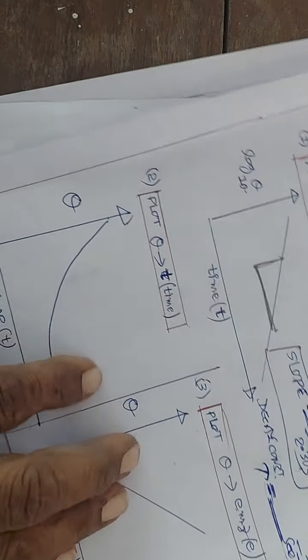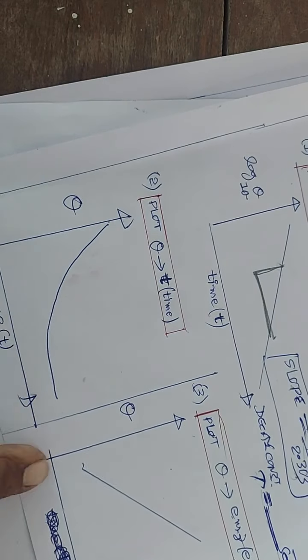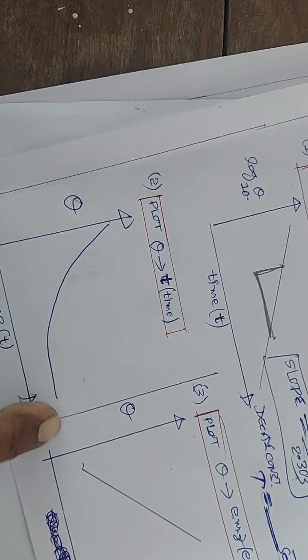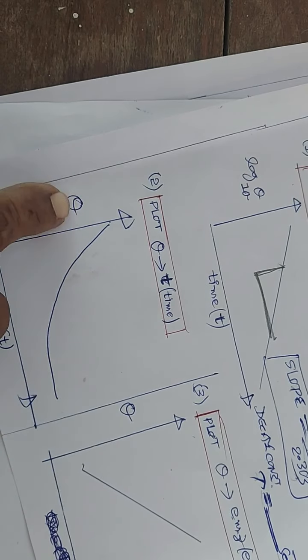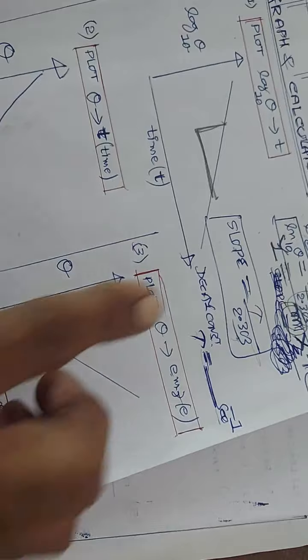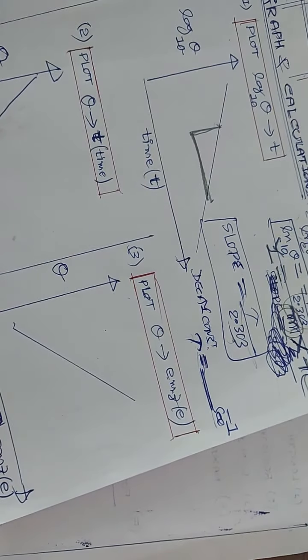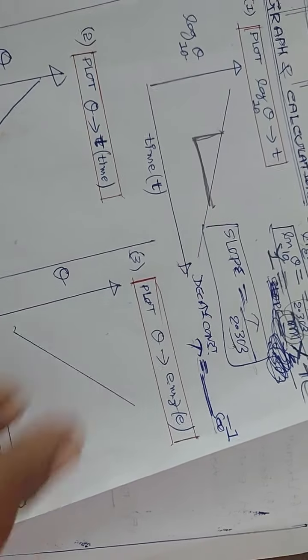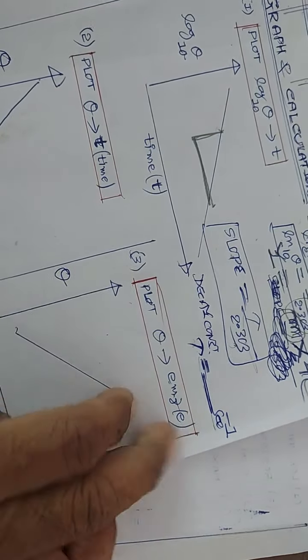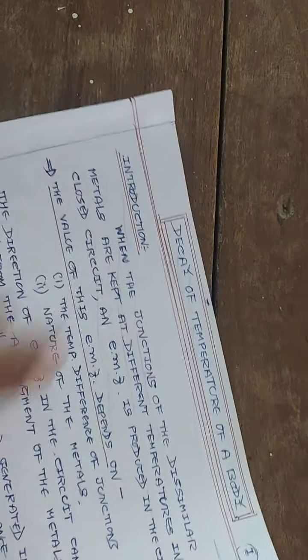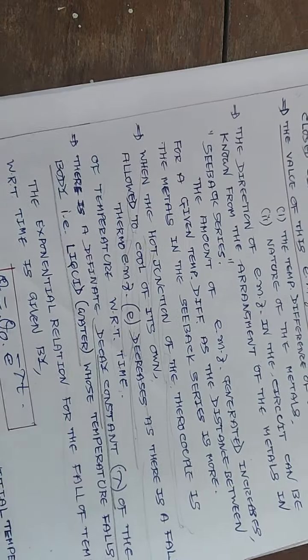Similarly, you can plot the graph of temperature theta against time t. As time increases, temperature theta decreases exponentially, so that will be an exponential graph of temperature theta against time. You can also plot the graph of theta against EMF. When theta increases, EMF also increases, so it will be a straight line graph. So in this experiment you can calculate the decay constant for the water body using the thermocouple. So we stop here. Thank you very much.